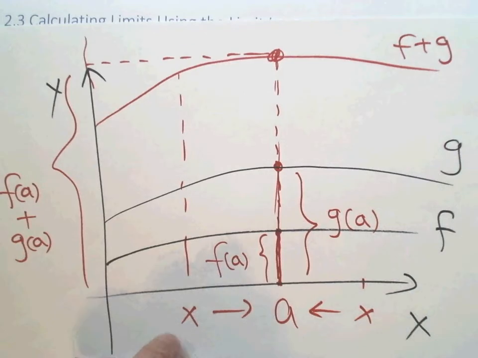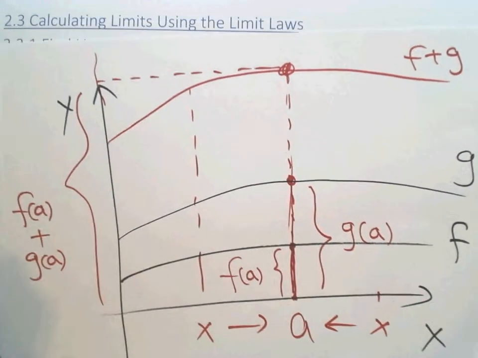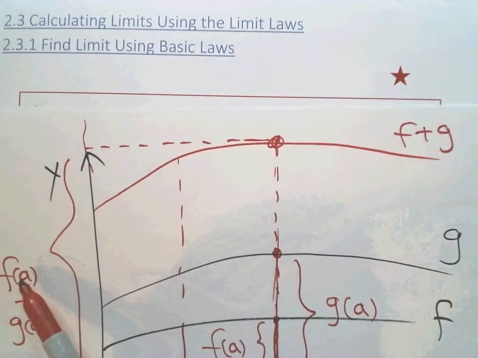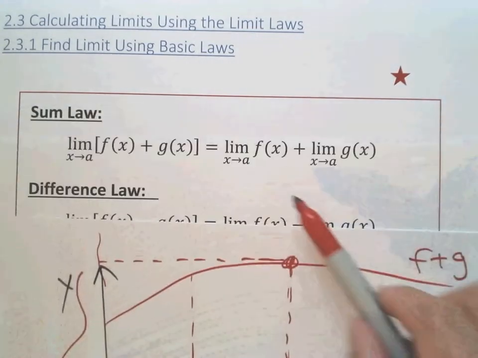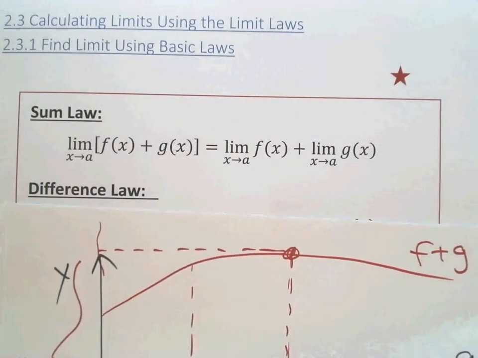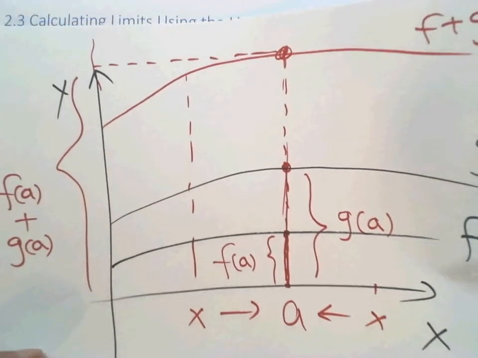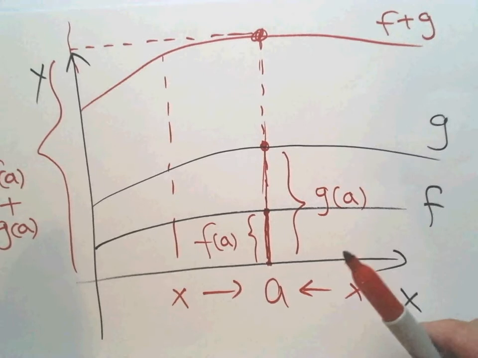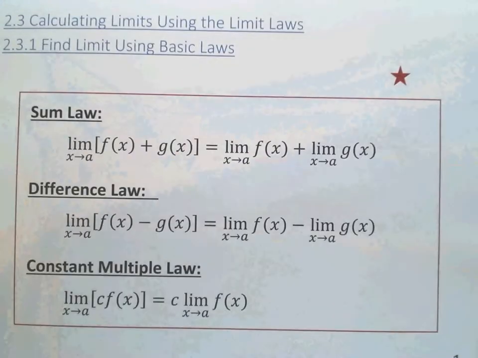What does it mean? The limit equals f(a) plus g(a), which is just the limit of f plus the limit of g. So this is just a basic idea. It's not a proof. For the exact proof, we need to learn epsilon delta language later.